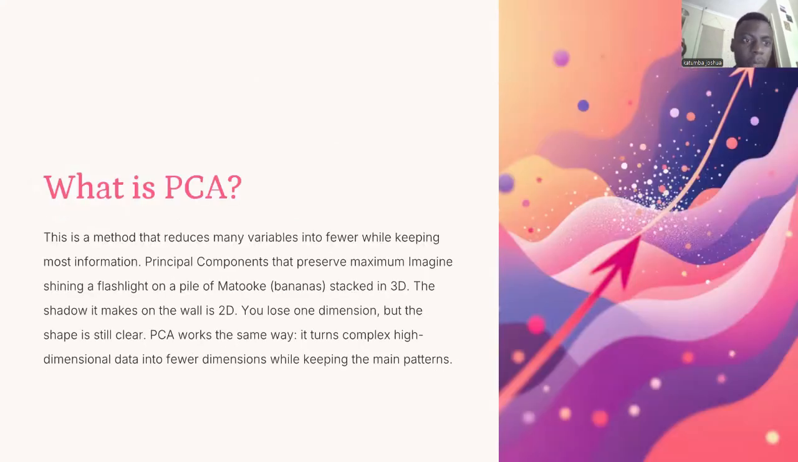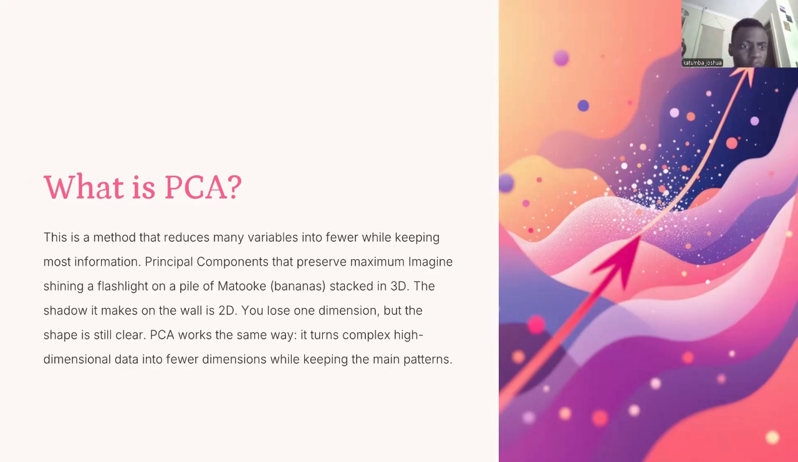Then we have what we call PCA, in full, principal component analysis. This method reduces many variables into fewer while keeping most information. I gave an analogy here of matoke. Imagine you are at your home, you have your store, and you come with a flashlight in the night. You can't touch the matoke, but it will give you a projection of the shadow. That's in 2D. So when you look at the shadow, you can say, this is matoke. Now you have the 2D version. You have reduced the information from the 3D, whereby you could see in all the planes.